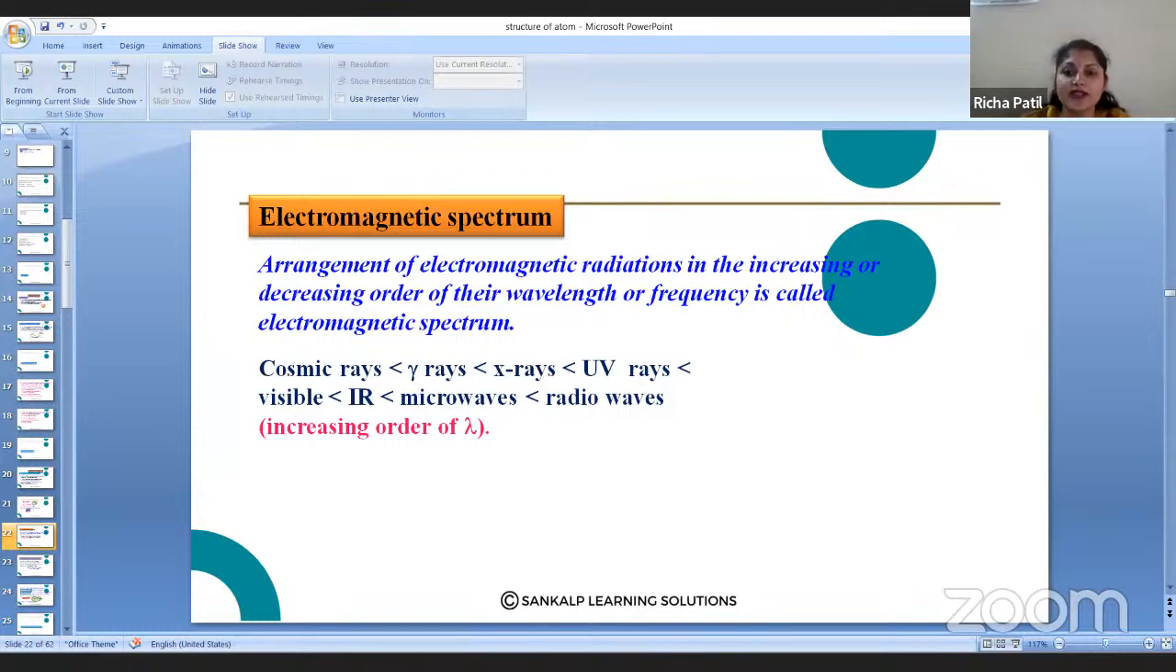According to his theory, electromagnetic radiations are emitted discontinuously. The radiations are not continuous, but discontinuous, in the form of small packets of energy, and these small packets are called photons, or quanta. So how is this energy given?